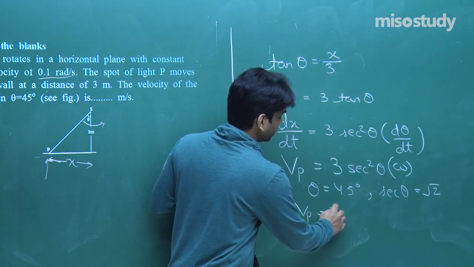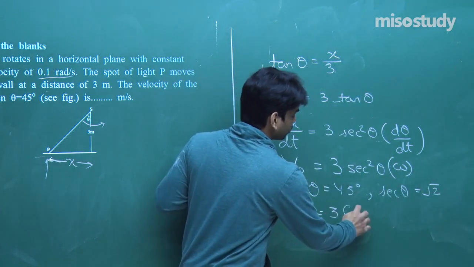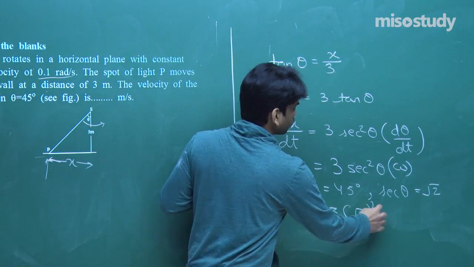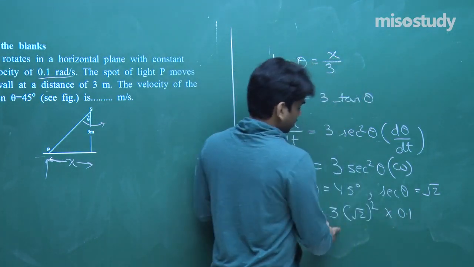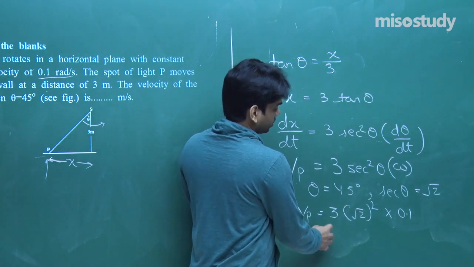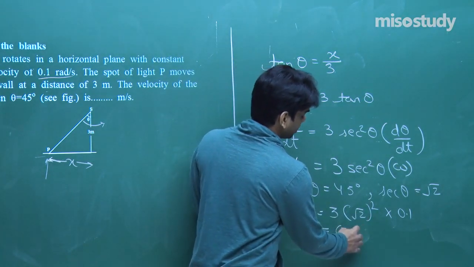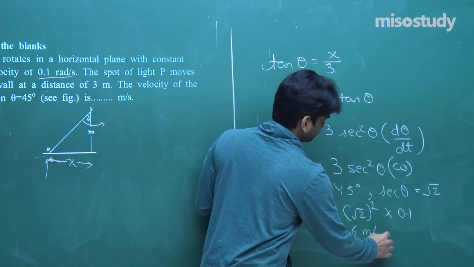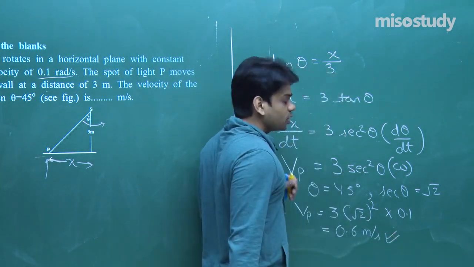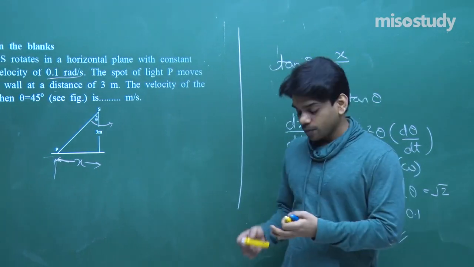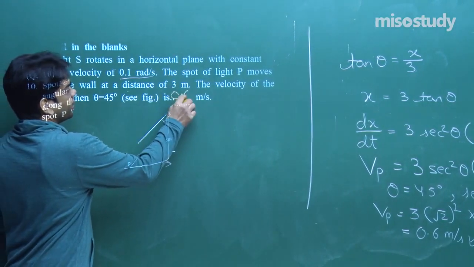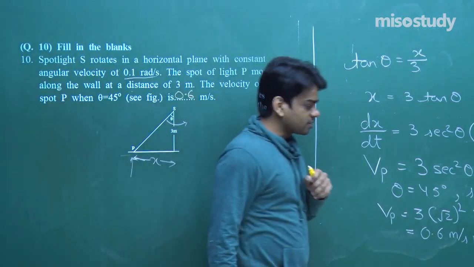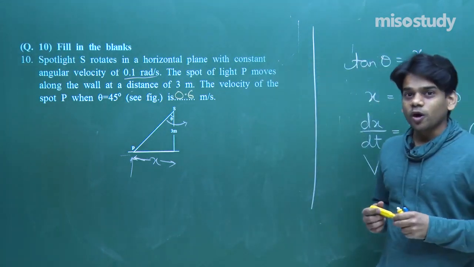Vp will come out to be 3 sec square theta, so that will be root 2 whole square, times omega, that is 0.1. 3 into 2 is 6, into 0.1, you will get 0.6 meter per second. Hence, you have to fill the answer as 0.6 meter per second. This will be the right answer. So I believe that you would have understood how to solve this.